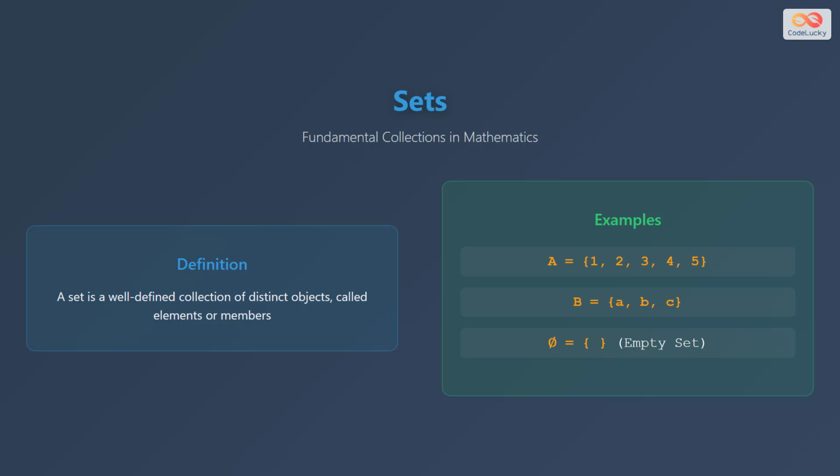Let's start with sets. A set is a well-defined collection of distinct objects. These objects are called elements or members of the set. For example, A is a set containing the numbers 1, 2, 3, 4, and 5. B is a set containing the letters A, B, and C. And lastly, we have the empty set, denoted by the symbol for empty set, which contains no elements.